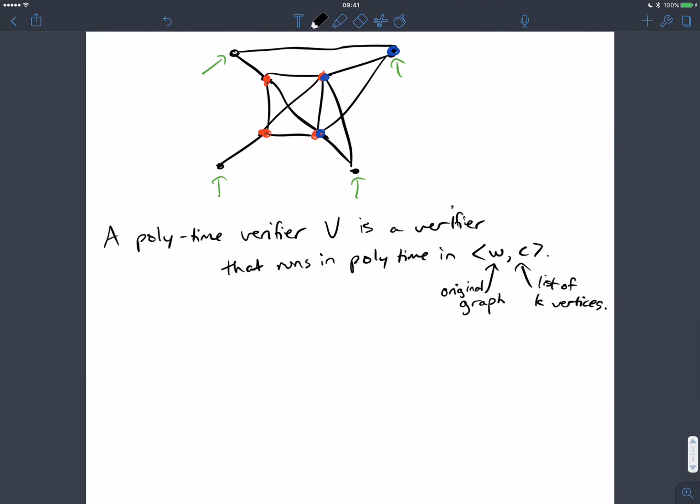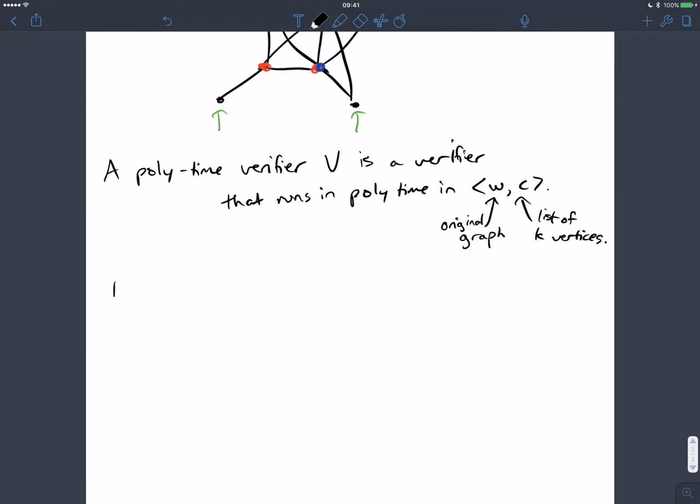Okay, so we will prove here that NP can also be defined in terms of polytime verifiers.